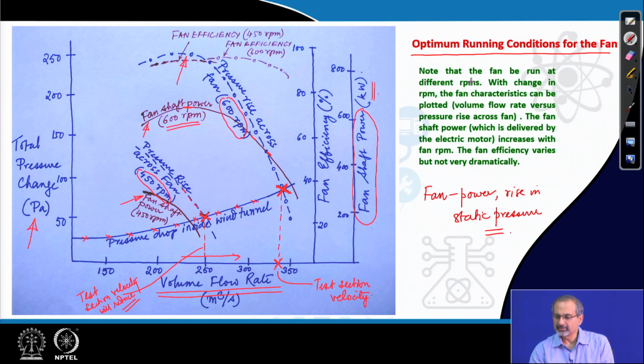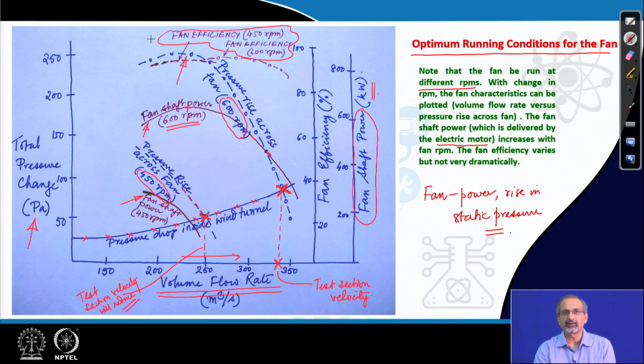So, we will just look at this write up saying that the fan can run at different RPMs, and with change in RPM the fan characteristics can be plotted. So, you have the volume flow rate versus pressure rise across the fan. The fan shaft power which is delivered by the electric motor increases with fan RPM, which is quite intuitive, and additionally we have the fan efficiency plotted here at different RPMs.